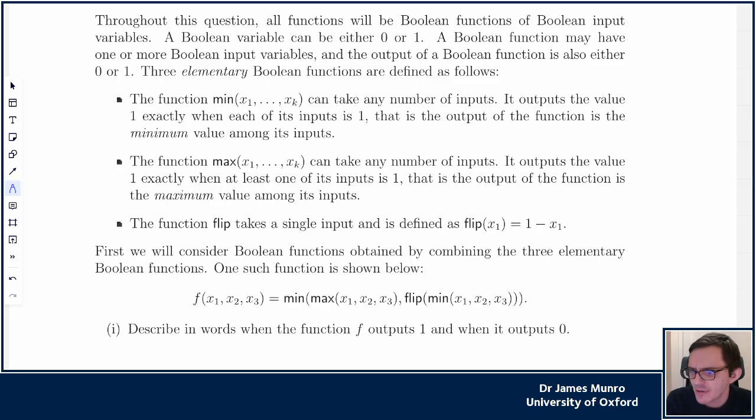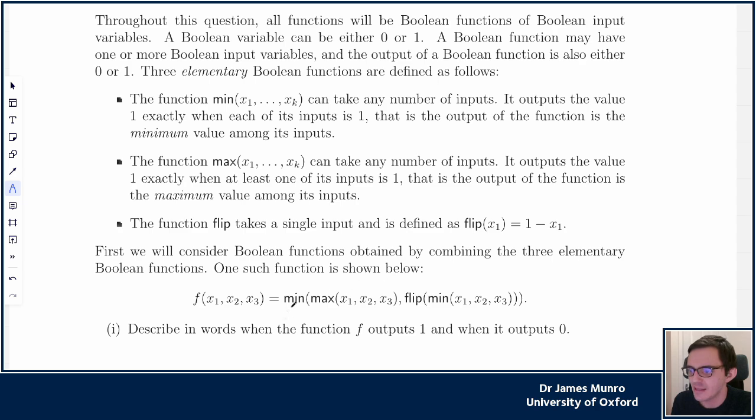The function flip takes a single input and gives 1 if the input was 0 and 0 if the input was 1. That's 1 minus x1, a sort of strange way to write that, but it takes 1s and gives 0s, and it takes 0s and gives 1s. Okay, we're going to combine those together to make, for example, this function: min of max of the 3 variables, flip min of the 3 variables. My goodness. Describe in words when it outputs 1 and when it outputs 0. So, 0 and 1 are the only things it can output, so let's not worry too much about those two different cases. We will get there.